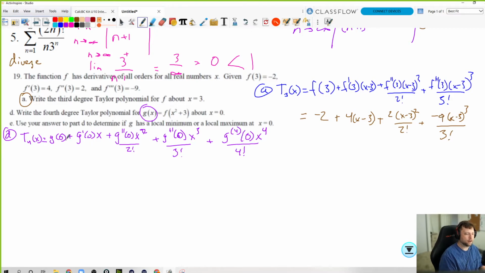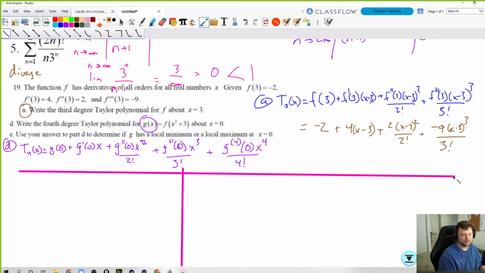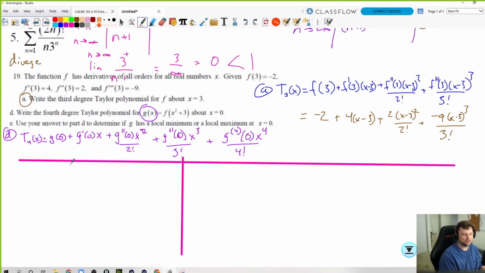Now I've got to figure out g of 0 and the g primes. So I'm actually going to make a table for this, all right? And this is where it got crazy, and part of it is because it goes to the 4th degree. I was doing this yesterday, but this is good practice. So let's say we have to do g of x first.